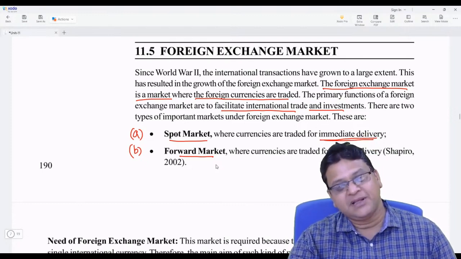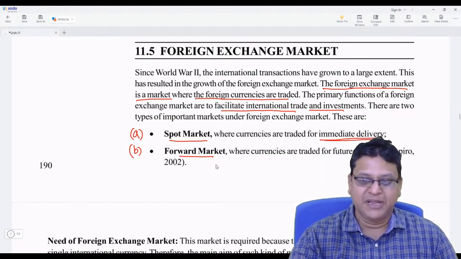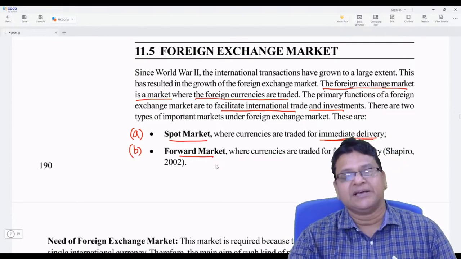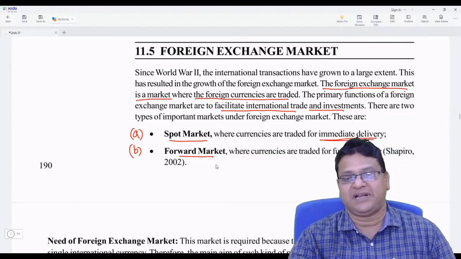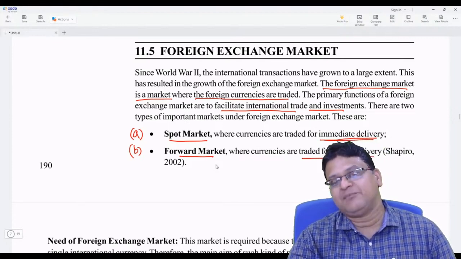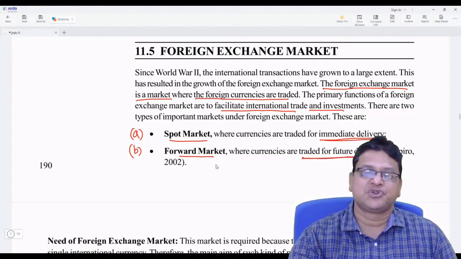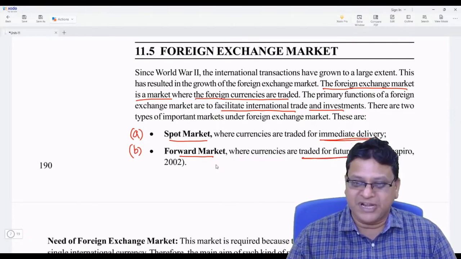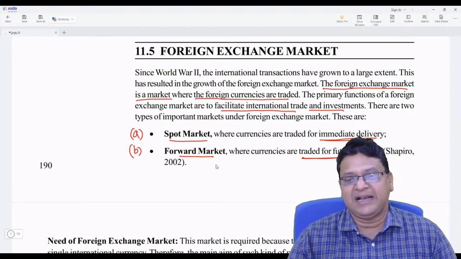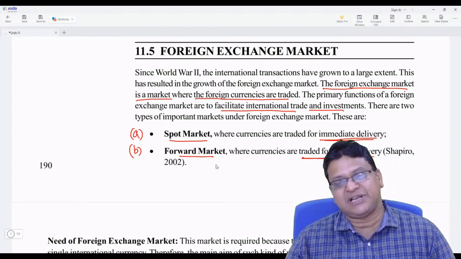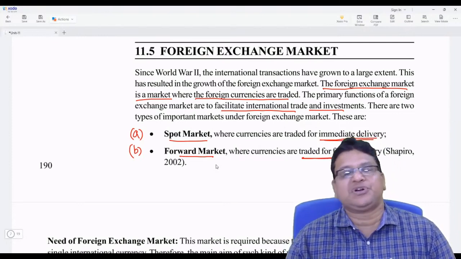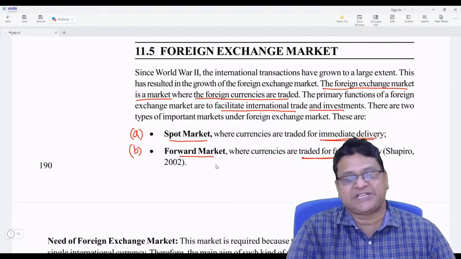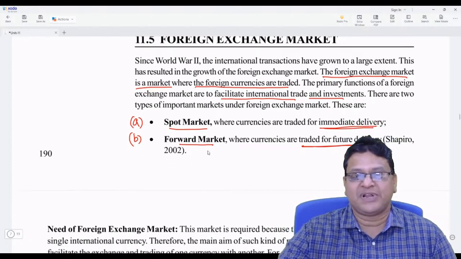What is forward market? Where payment and delivery will be made on a future date, but the price will be fixed today. That is known as forward market. Here currency are traded for future delivery. So spot market results in immediate delivery of currency and immediate payment, and forward market results in future delivery, and the payment will be made on a future date, but the price will be fixed today. That is known as forex market.